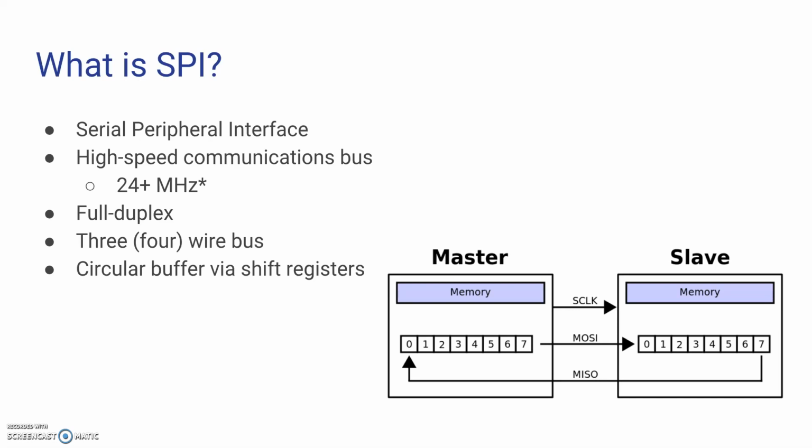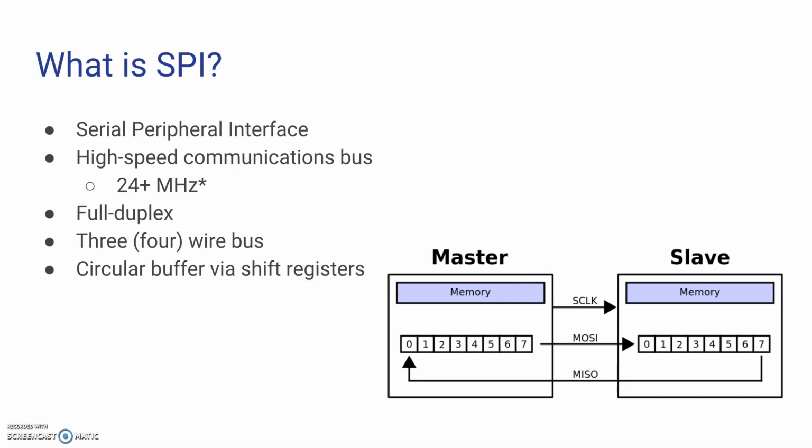Okay. So SPI is a 3-wire bus. I say 4 because you'll also need a chip select or a slave select. And that's where I mentioned you might see some questionable terminology. The device that drives all the other devices is called the master device, and the other devices are called slave devices.